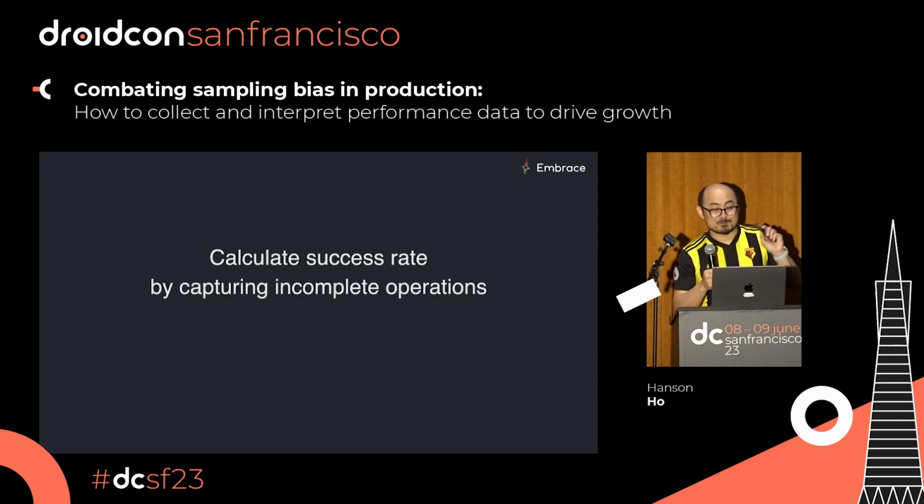With incomplete operations, you can get the total. You can get the denominator, and therefore calculate success rate. It augments what you get with the absolute number and tells you what actually happened to that operation.